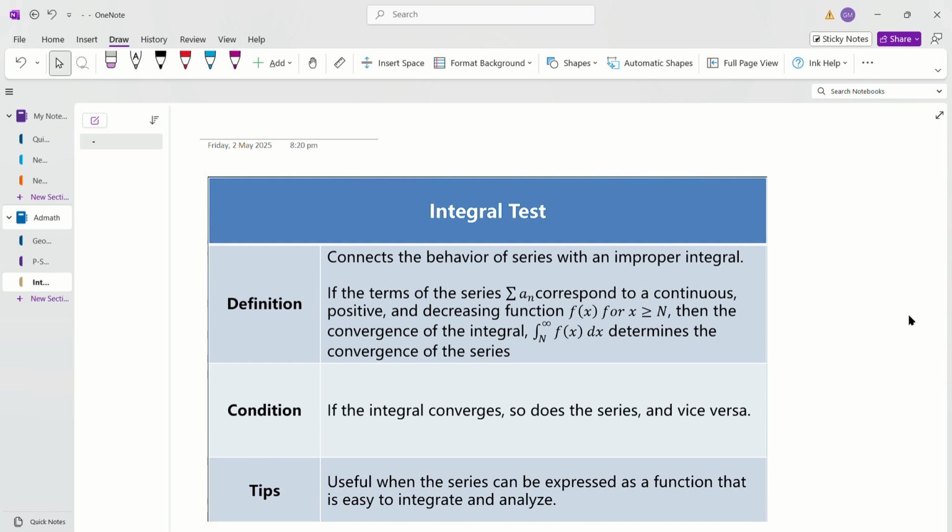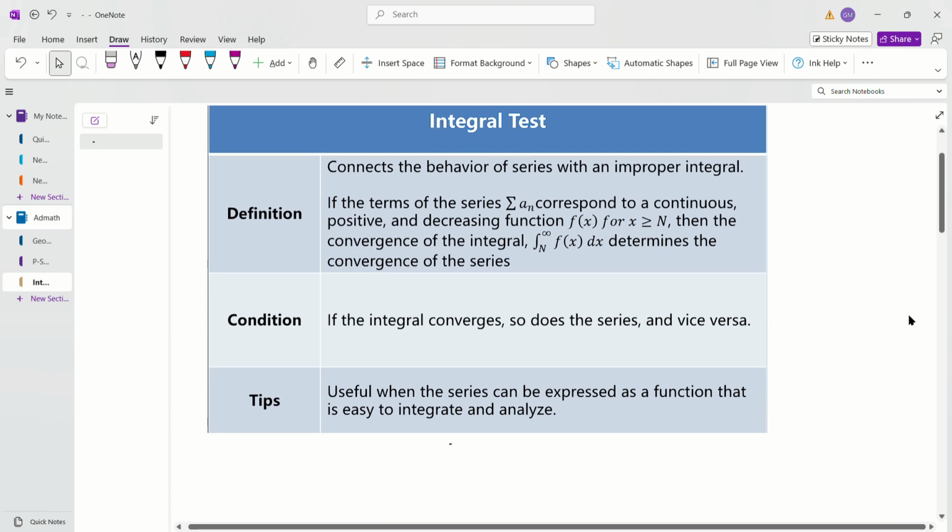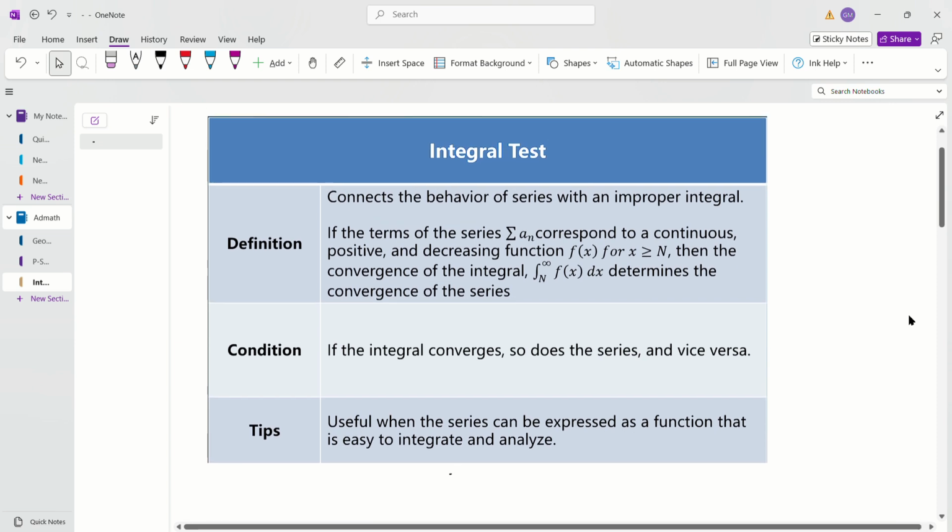So in short, we have this condition. If the integral converges, so does the series, and vice versa. If the integral diverges, then the series also diverges. It is useful when the series can be expressed as a function that is easy to integrate and analyze. What happens here is that, given the series, we express it as a function and integrate it.